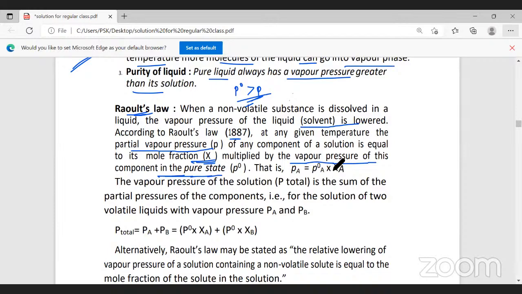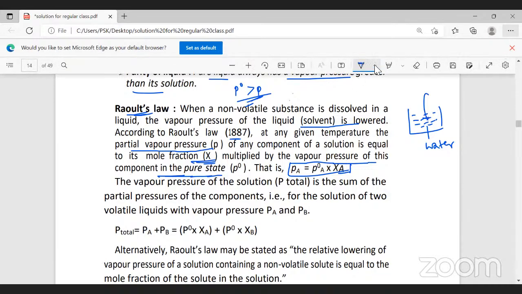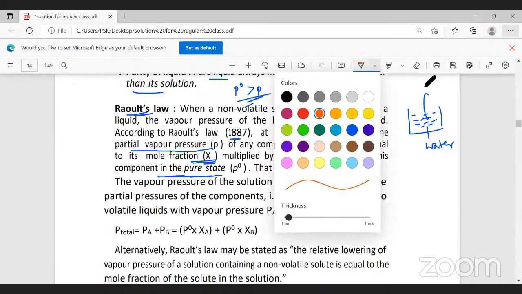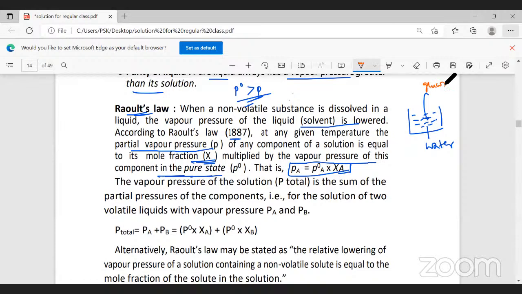You know how to calculate mole fraction. I will not be taking time to explain mole fraction in detail; we'll see it when we work out the problem. Now just observe what is Raoult's law. Now assume that I have taken water, and to this we have added glucose. Water plus glucose becomes a solution.